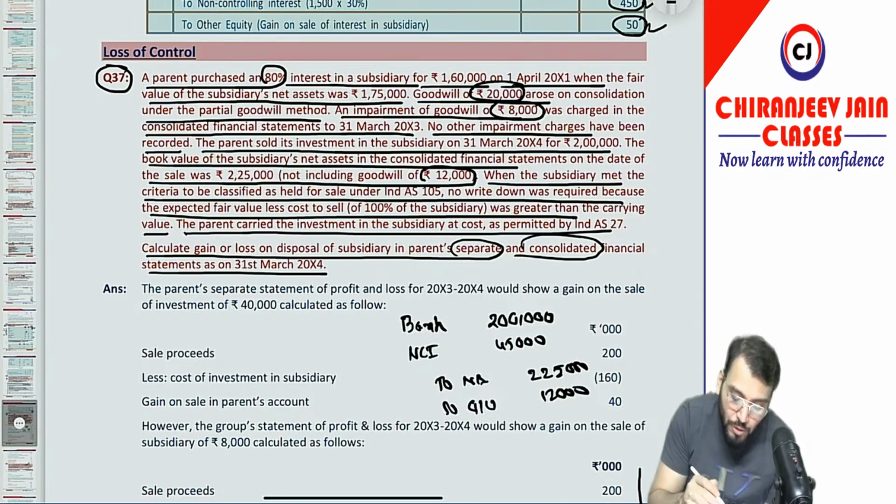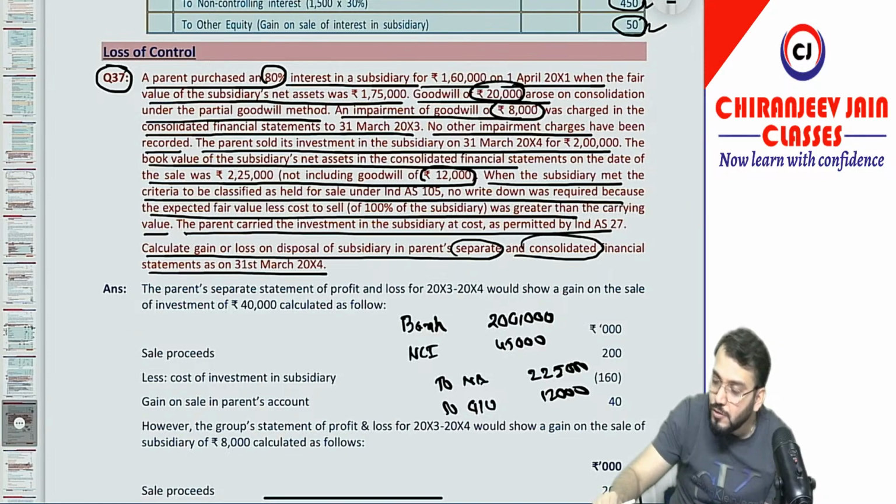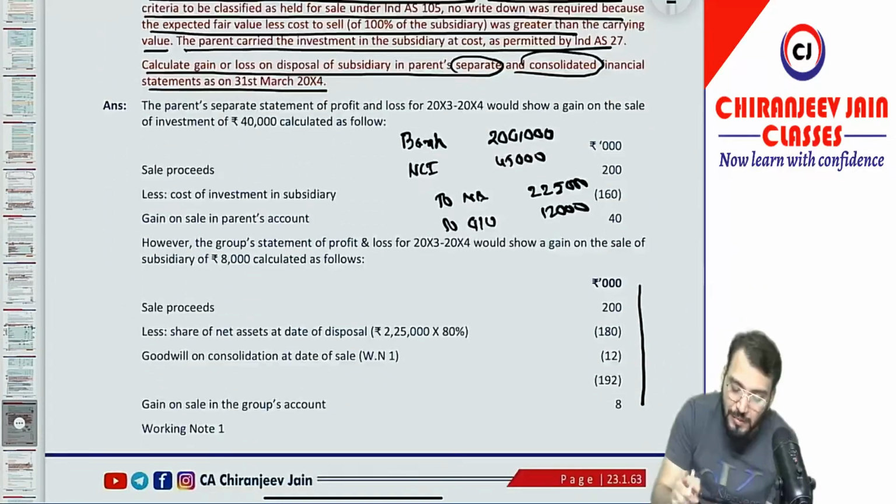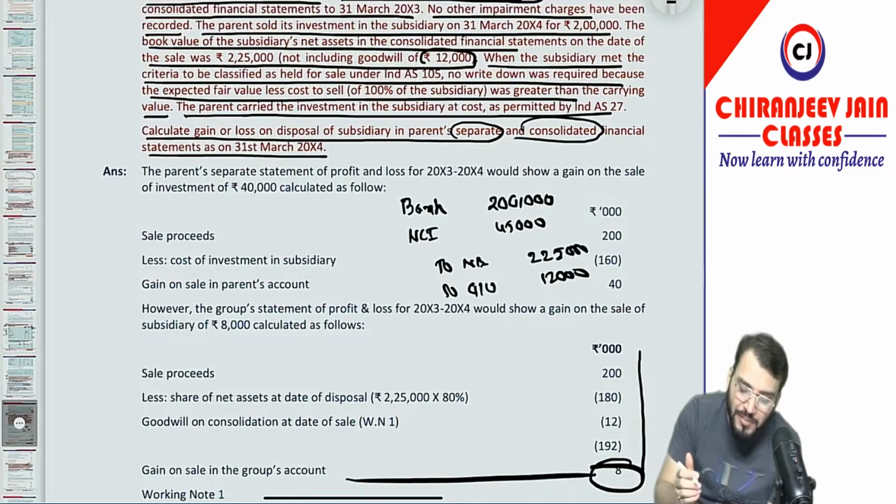Understood this point? So what is the difference? Difference coming how much? Batao. 2 lakh plus 45,000 minus 2,25,000 minus 12,000. How much? 8,000. What is the answer given? Answer is also given 8,000 only. Gain on sale is given 8,000. So same answer is coming.